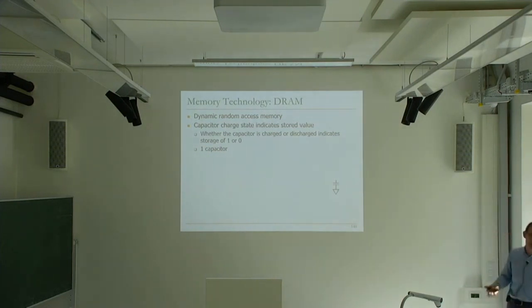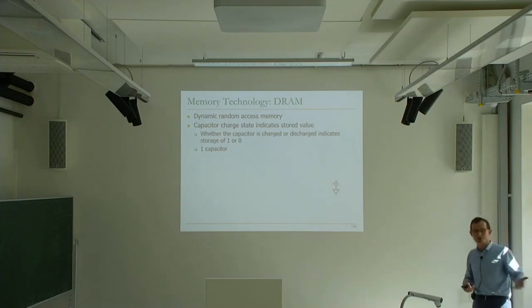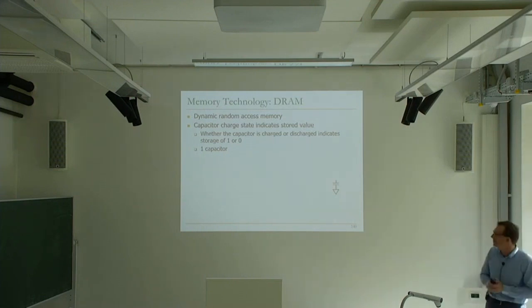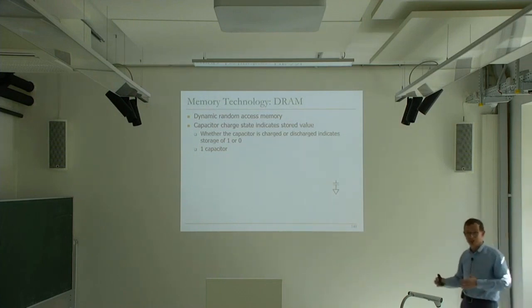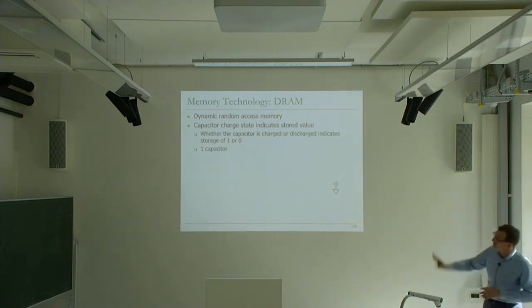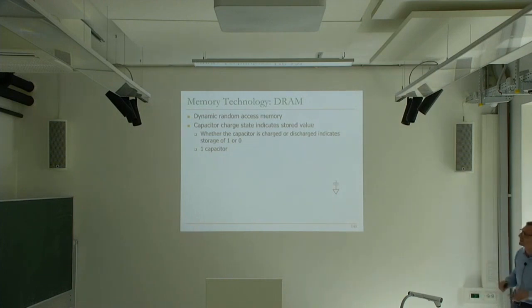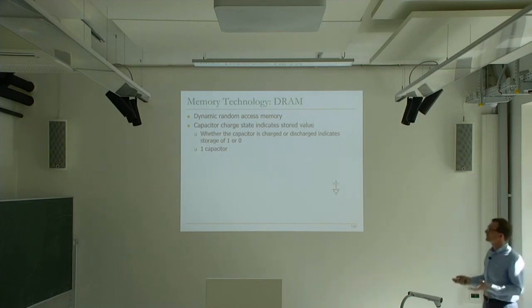This depends on your encoding, of course, right? Charged may be encoded as 1 or 0, depending on how you do the encoding. In existing systems, you can do both encodings, actually. In different parts of a chip, you can have different encodings also. We're not going to go into that level of detail. But essentially, this is little cost. You have 1 capacitor, essentially. And that's really your storage device.